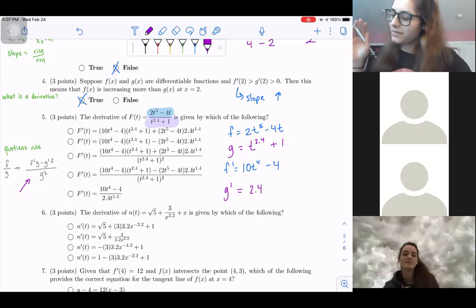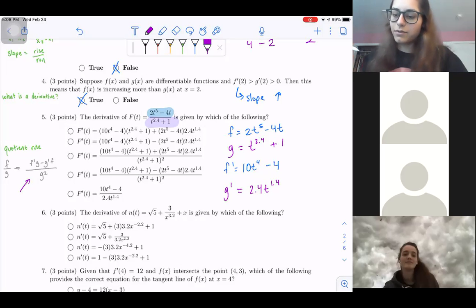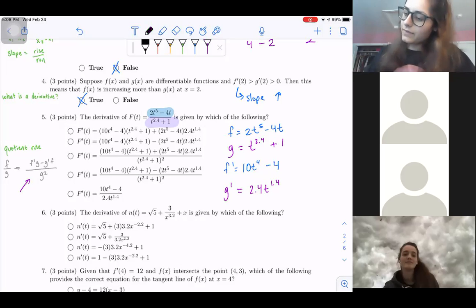Get back to g prime. The derivative of that will be 2.4 times t to the power of 1.4. And the derivative of 1 is just 0 because the derivative of any constant is always 0. So that's just going to be a flat line. So no derivative there. Okay, so we have f, g, f prime, g prime. Let's plug it into the quotient rule and get our answer.